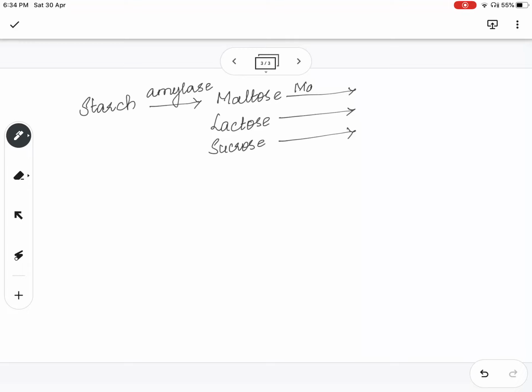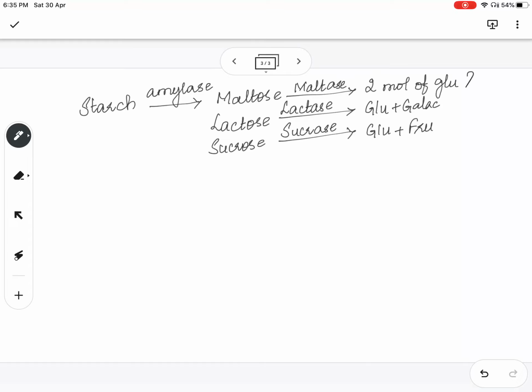Maltose is broken down using the maltase enzyme to form two molecules of glucose. Then lactose, using the enzyme lactase, gives glucose plus galactose. Then the third one, sucrose, using the enzyme sucrase, gives glucose plus fructose. Questions on these have come, so this is very important.